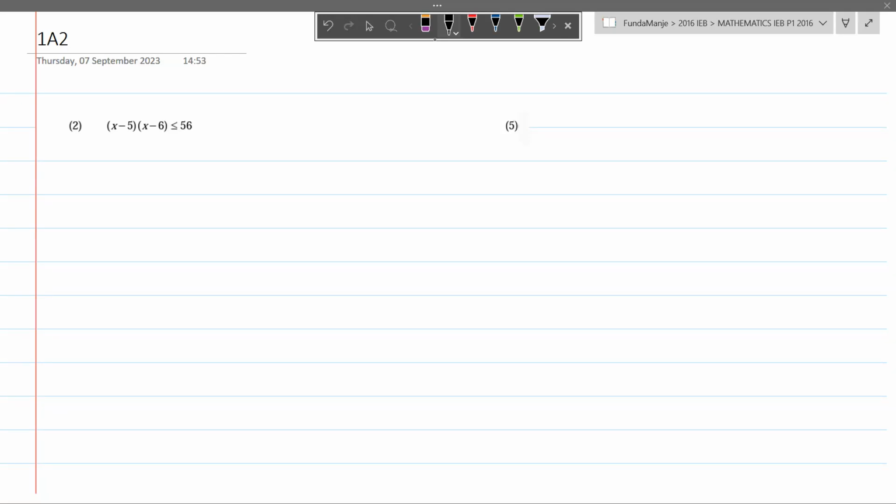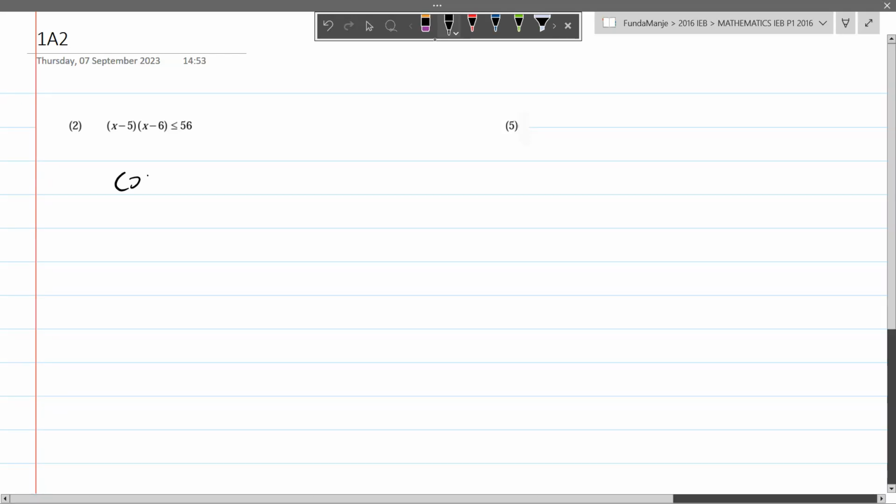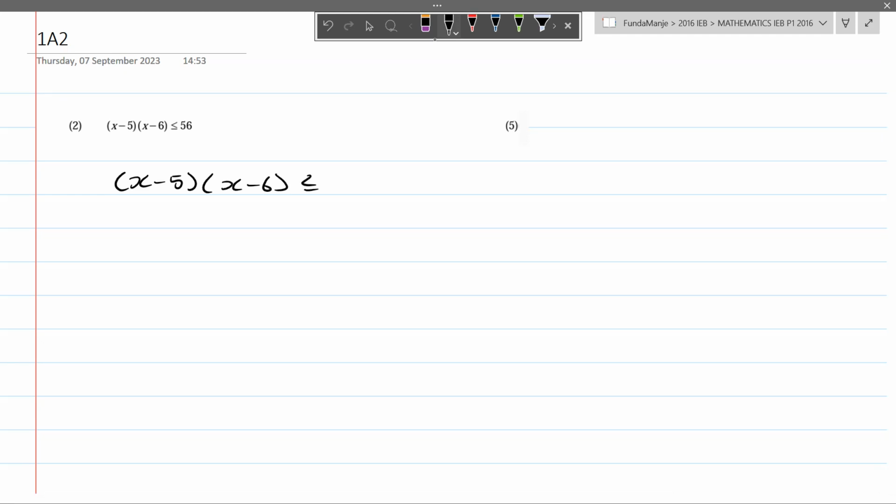Our second question is an inequality. So we have (x − 5)(x − 6) is less than or equal to 56. Since we have a non-zero constant on this side, we have to multiply this out. Otherwise, if this was a 0 on this side, then these would have been our critical values. But since we have a 56, we have to multiply out on the left hand side.